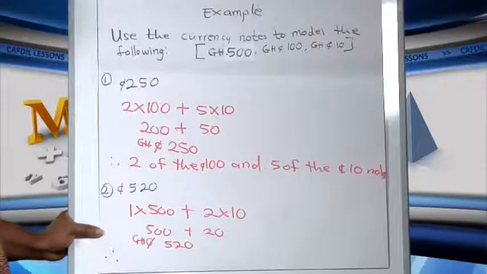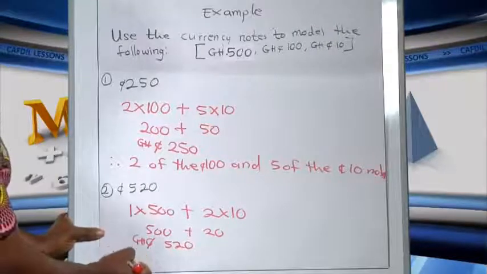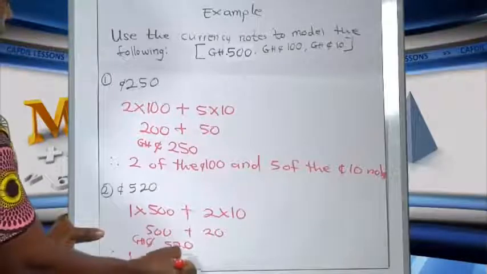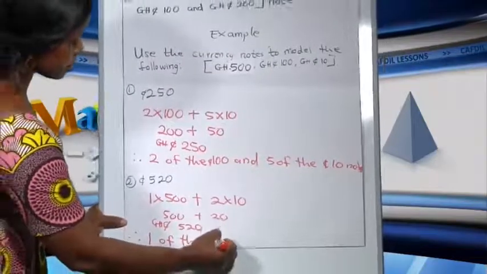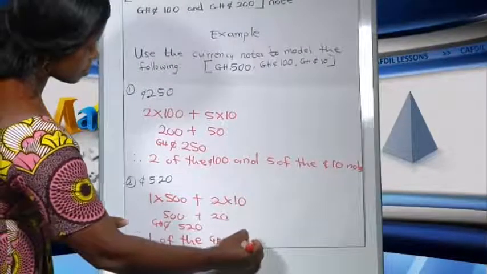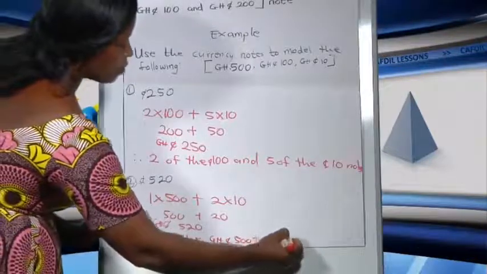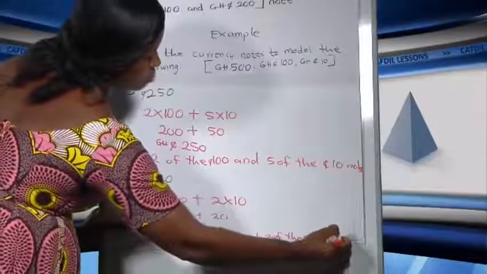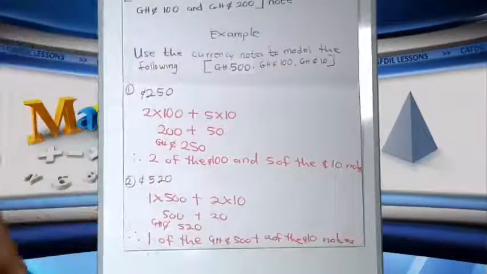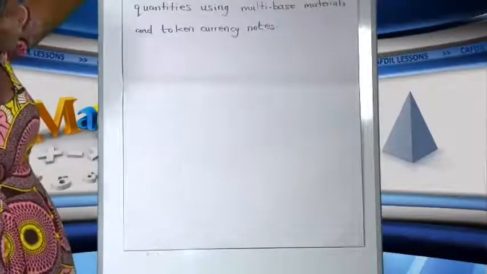Therefore, if we want to model 520 cedis, it will be 1 of the 500 cedis notes plus 2 of the 10 cedis notes. Is it difficult? Not at all. Very good.